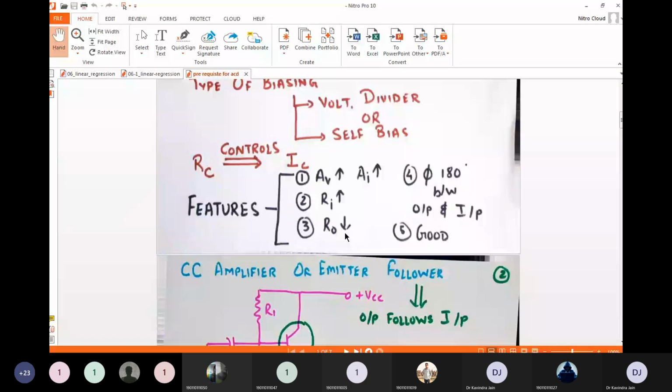Can anyone explain to me the features which I have written? The significance. What is AV? Rishi, AV.